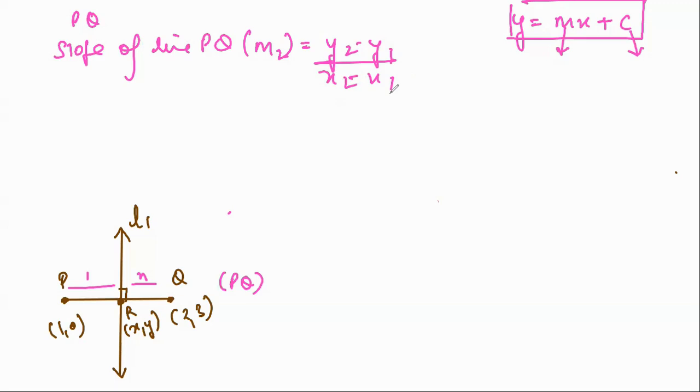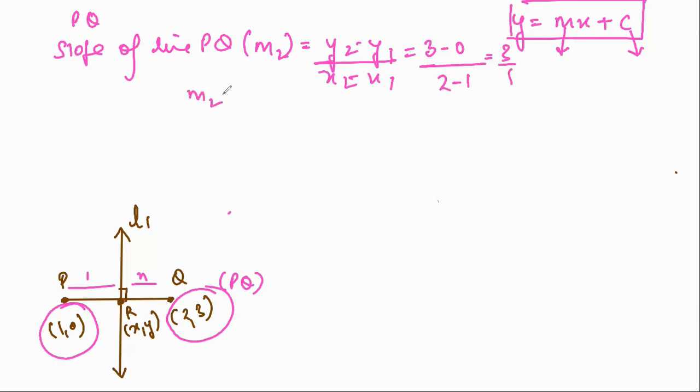Whenever we have the coordinates, we can easily find the slope. So let's take this point as (x1, y1) and this point as (x2, y2). So y2 is 3, y1 is 0, x2 is 2, and x1 is 1. So 3 over 1, which is 3. So m2 is equal to 3. The slope of line PQ is 3. Okay, we have found it.